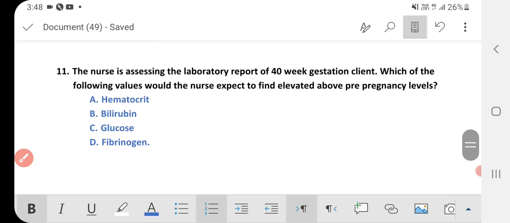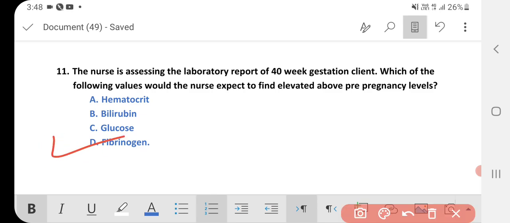Eleventh, the nurse is assessing the laboratory report of a 40-week gestation client. Which of the following values would the nurse expect to find elevated above pre-pregnancy level? Hematocrit, bilirubin, glucose, fibrinogen. So fibrinogen is the right answer.